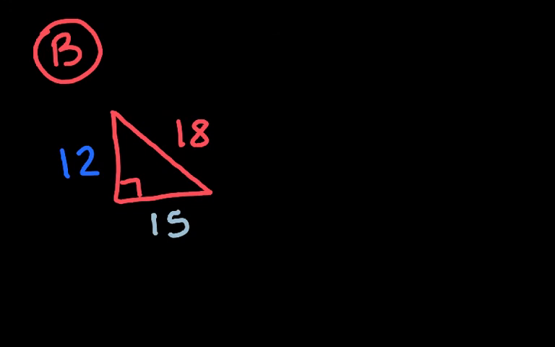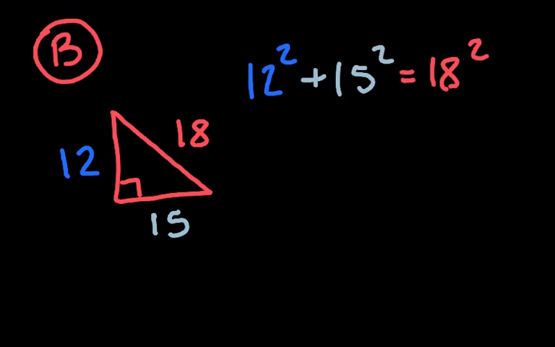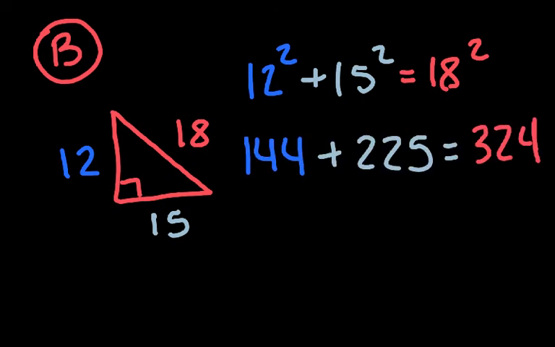Let's try B. Go ahead and draw another triangle. We'll label the 12, the 15, and the 18. That means that 12 squared plus 15 squared has to equal 18 squared. So 12 times 12 gives you 144. 15 times 15 gives you 225. So you need to ask yourself, does 144 plus 225 give you 324, which is what 18 times 18 is? That would be an absolutely no. It should give you 369. Therefore, B would not be your answer.